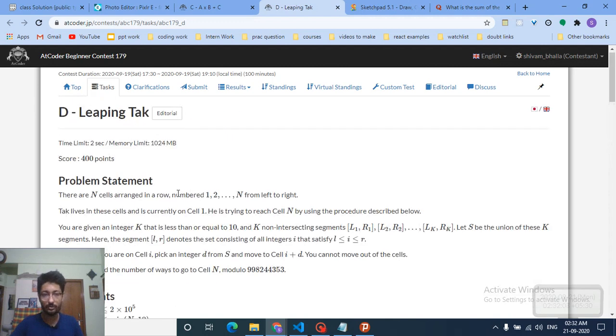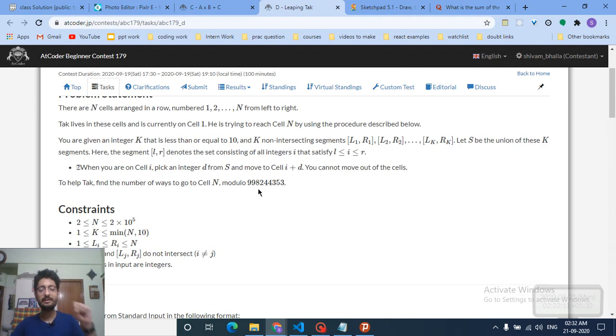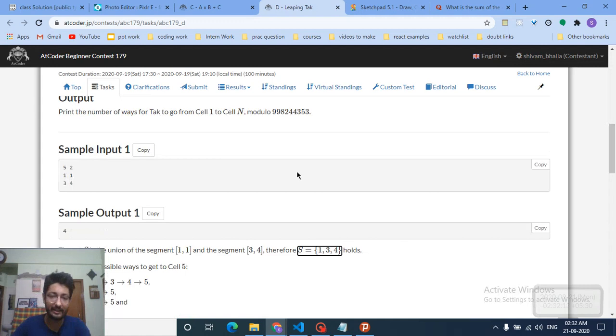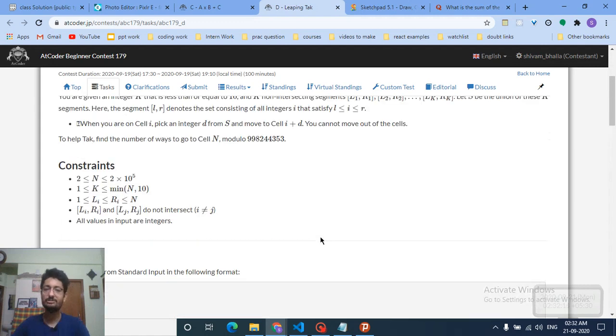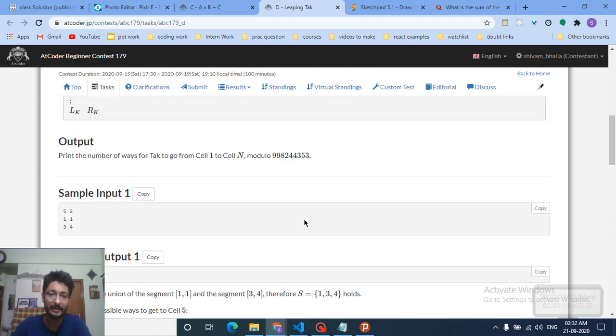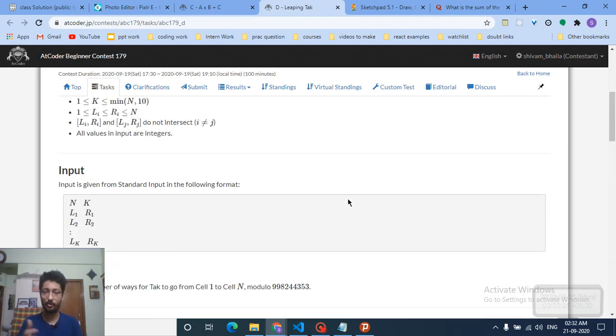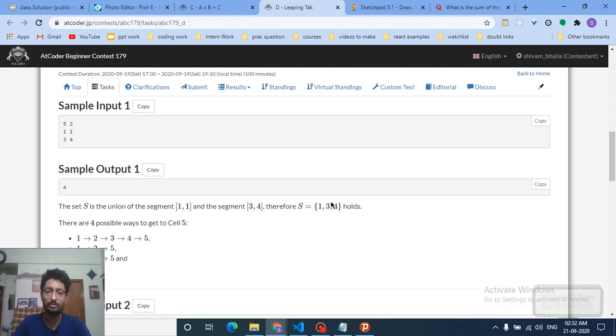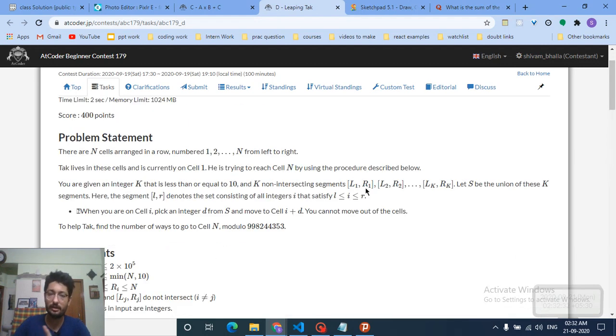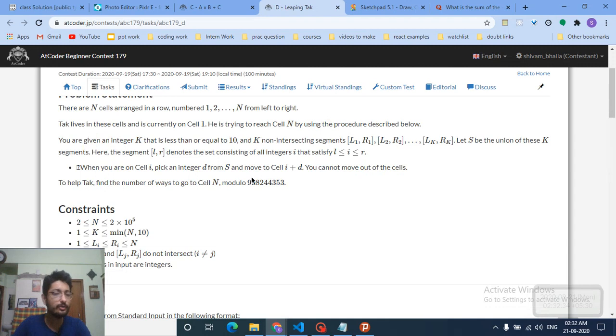Now what you'll do, whenever you are on any ith cell, you can choose any integer from this union and jump that many steps from the starting point. What does this mean? If you are on the 5th position, you can jump to the 6th position, or 5 plus 3, the 8th position, or 5 plus 4, the 9th position. So you can jump from 5 to all of these. D is equal to the union of these ranges which is given to you. And now you have to find the number of ways to reach n.